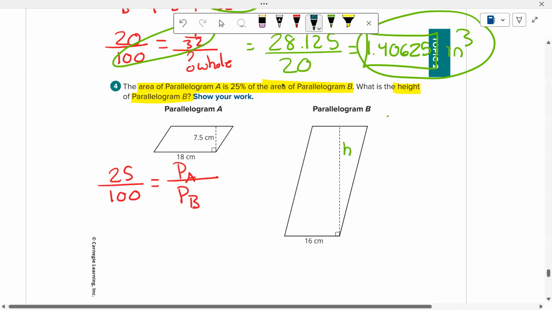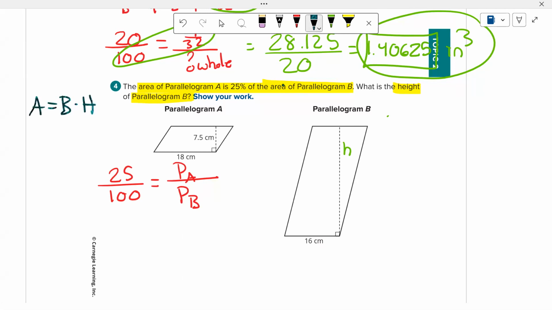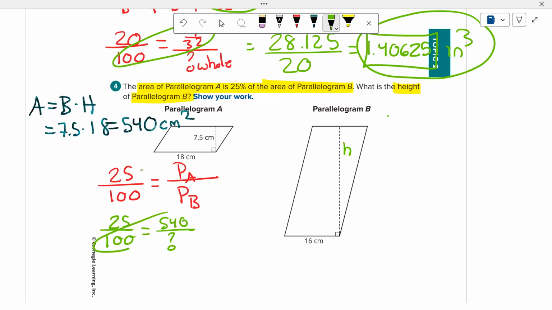So parallelogram A, the formula for a parallelogram is base times height. So that's going to be 7.5 times 18, which is 540. So that's 540 centimeters squared. All right, now that we know that, we can put it where it belongs. So it's going to be 25 over 100 is equal to 540 over mystery. And do our math like before.